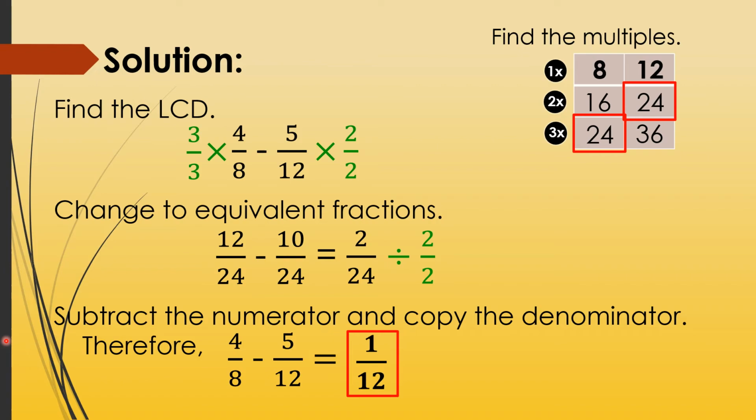Again, saan natin nakuha yung 1 over 12? Dinivide natin ang 2 sa 2. So, the answer is 1. And then 24 divided by 2, the answer is 12. So, this is the lowest term for 2 over 24. And that is the final answer.